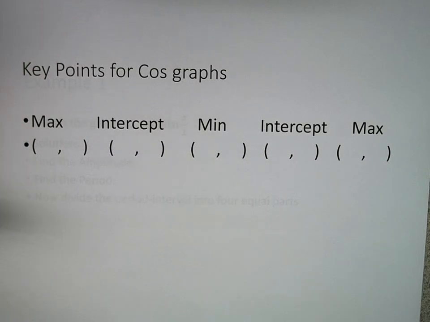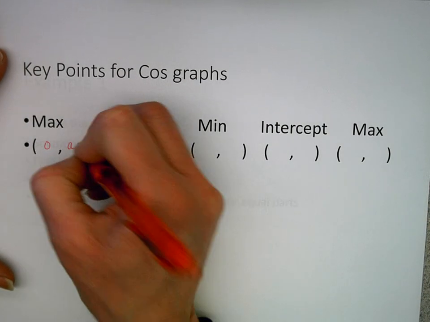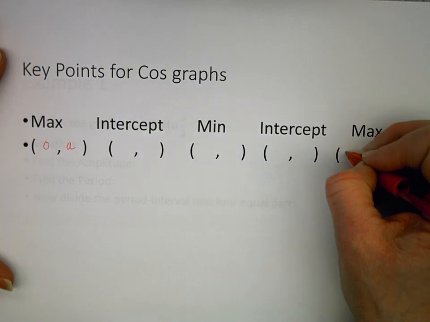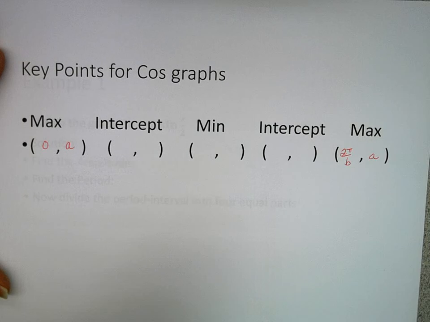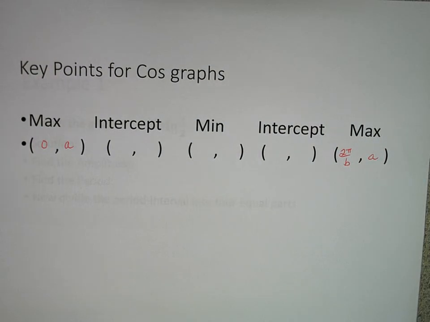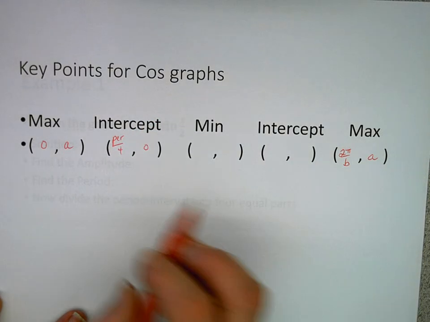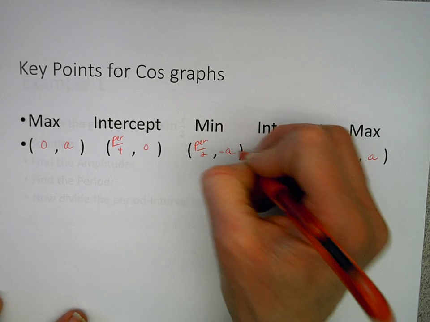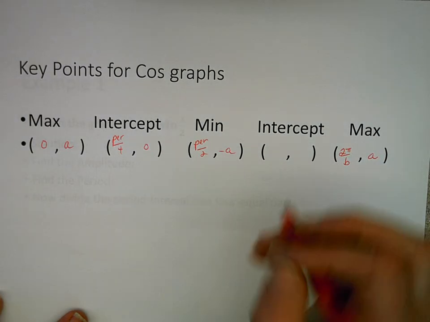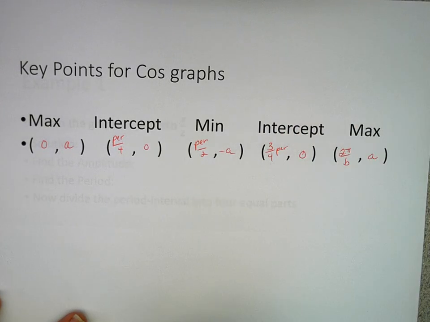Before I go on, that cosine graph starts at (0, A), and it ends at 2 pi divided by B, back to A, whatever A is. If A is negative, then it will be a negative number there. This is the period divided by 4, 0, because it's your x-intercept. This is the period divided by 2, and this is negative A if it's a positive cosine graph. And this is 3/4 of your period, and 0.